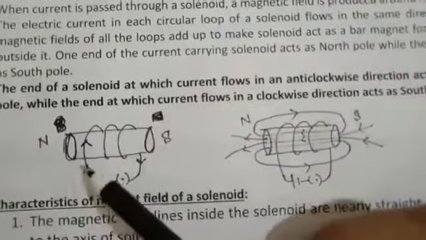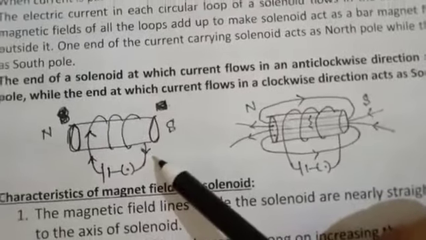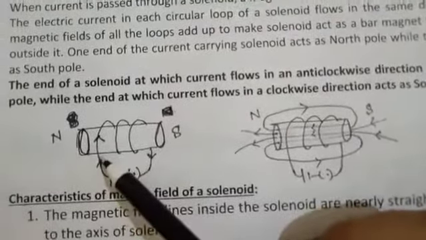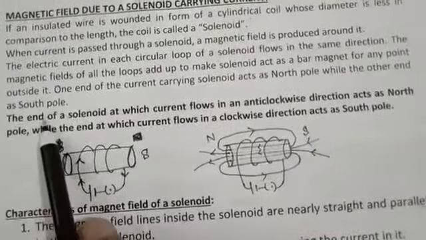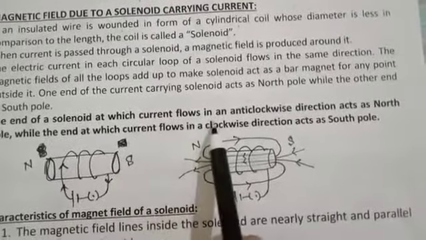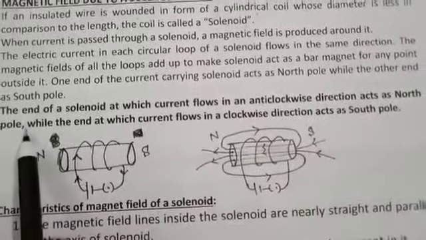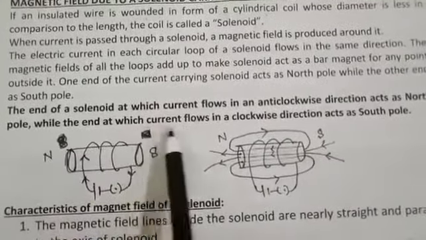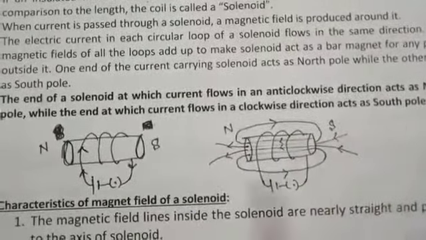Now when the current is passed through this insulated copper wire, as we know, a magnetic field will be produced around this wire. Now the statement says the end of the solenoid at which current flows in an anti-clockwise direction acts as north pole, while the end at which current flows in clockwise direction acts as south pole.